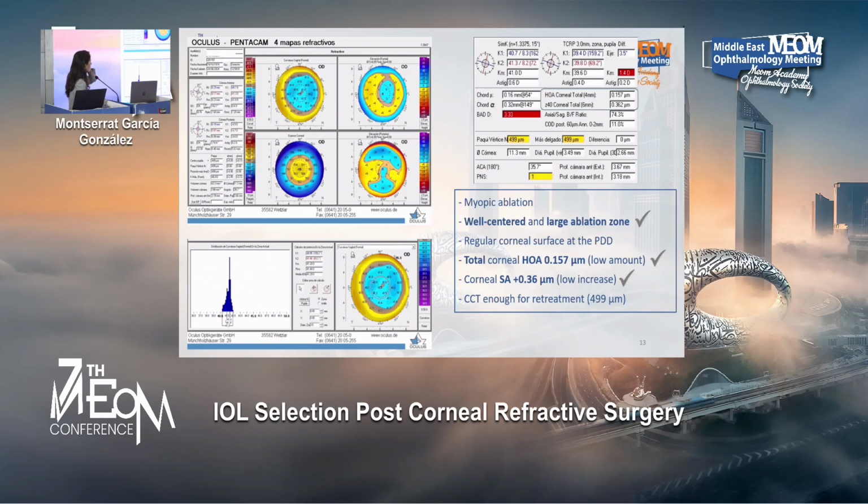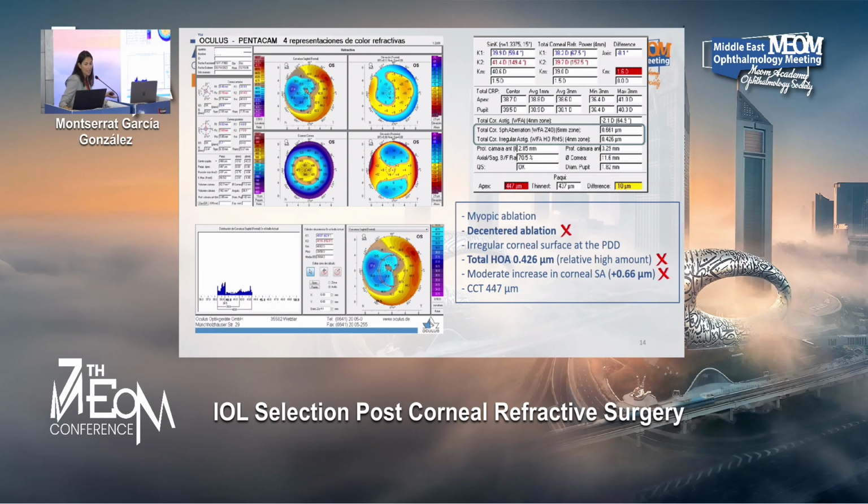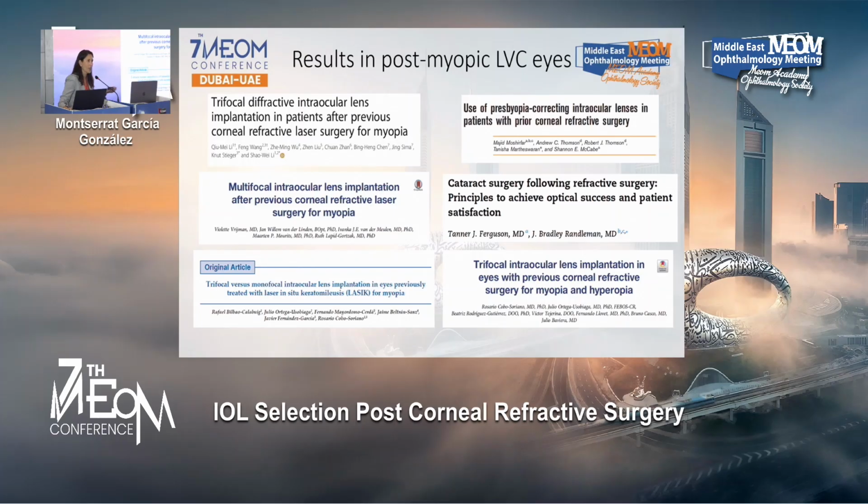This is a post-myopic LASIK with a well-centered ablation, a large ablation with a low amount of total higher order aberration and with a low increase in the corneal spherical aberration. So it's a good candidate for a trifocal IOL. Yes, even diffractive. But in this case, with a decentered ablation, a high amount of higher order aberration, and a moderate increase in the spherical aberration, this is not a good candidate for a diffractive IOL.